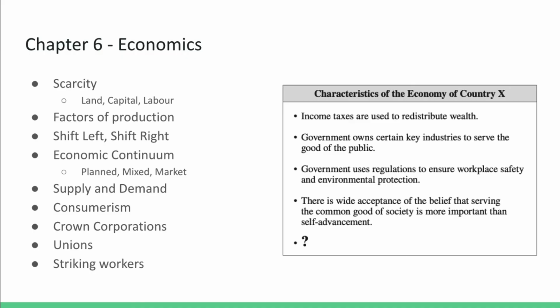Know about supply and demand. Know about consumerism and crown corporations. Remember, crown corporations owned by the government, paid for by tax dollars. Unions are there, as well as what can strikes do.